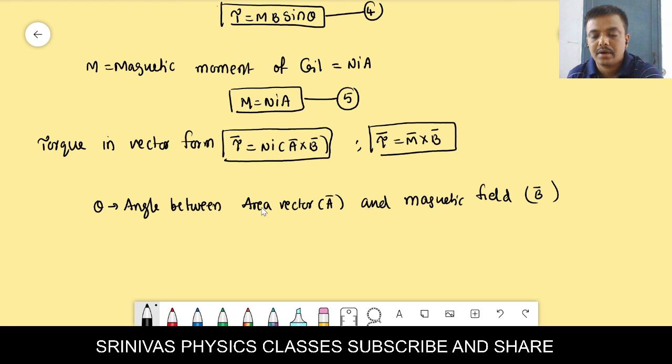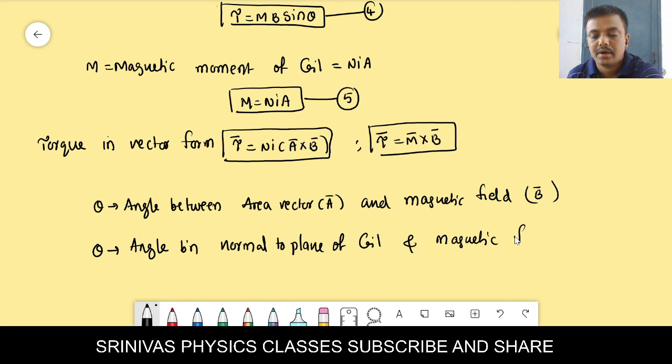We learned the area vector concept in the first chapter only, right? The area vector is always perpendicular to the plane of the coil. So we can write theta is the angle between the normal to the plane of the coil and the magnetic field. Why are we writing normal? Because the area vector is normal to the plane of the coil. Both are the same. Simple it is. This is a very important formula.